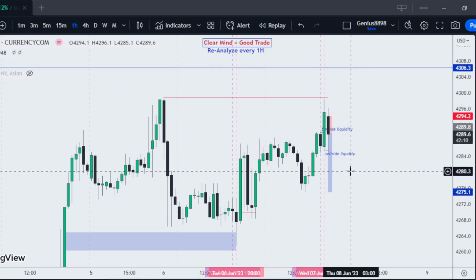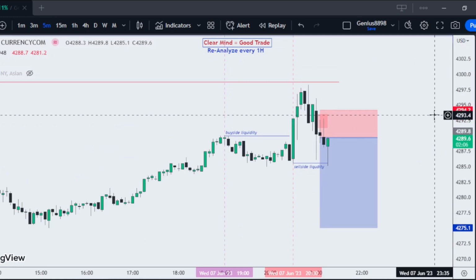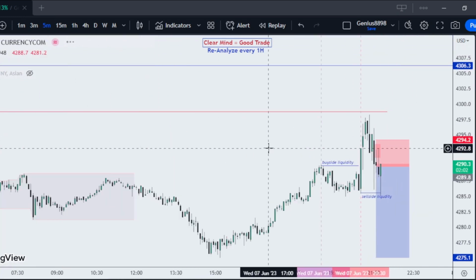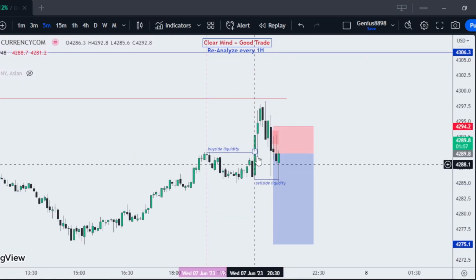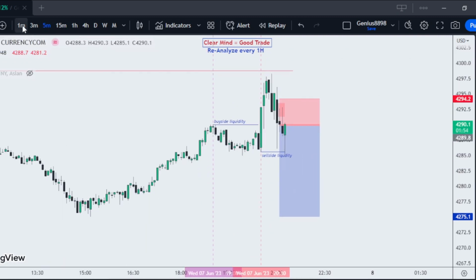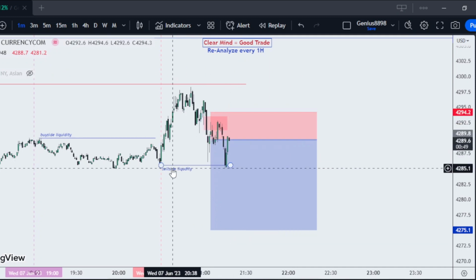So yeah, let's go back to our 5-minute candle here. You can see it going into that consequent encroachment, like I said before, and it respected it, came to the downside, moved higher, took out the buy side liquidity, and now we have a sell side liquidity as our target. Okay, so right here it pulled back a little bit, but it's totally fine.